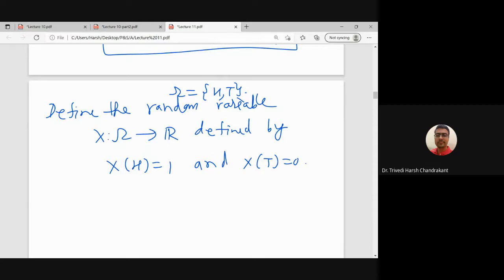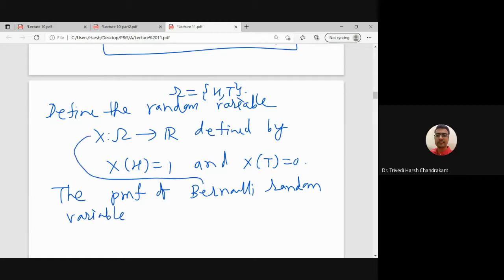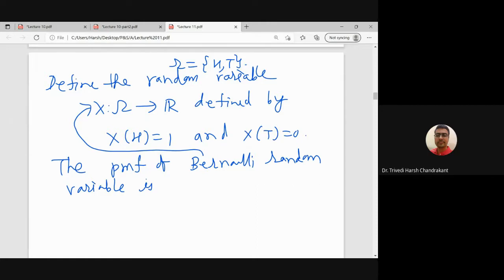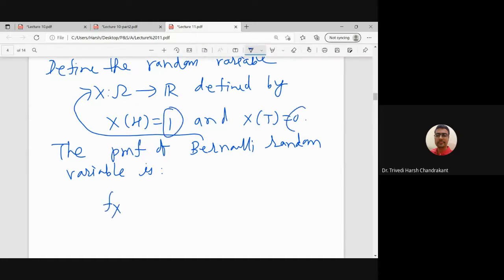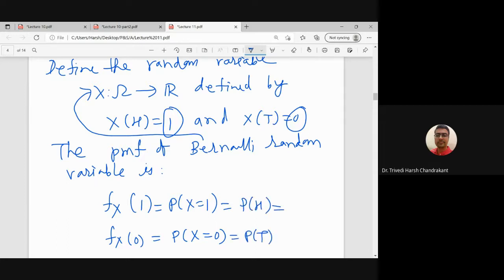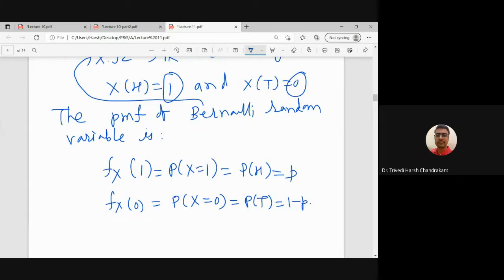So what is the probability mass function of the Bernoulli random variable? To find the PMF, we need to find f_X. There are only two values it is taking, so basically f_X(1) and f_X(0). f_X(1) is the probability that X equals 1, and f_X(0) is the probability that X equals 0. This is basically the probability of head and the probability of tail, and we know that this is p, and this is 1 minus p.